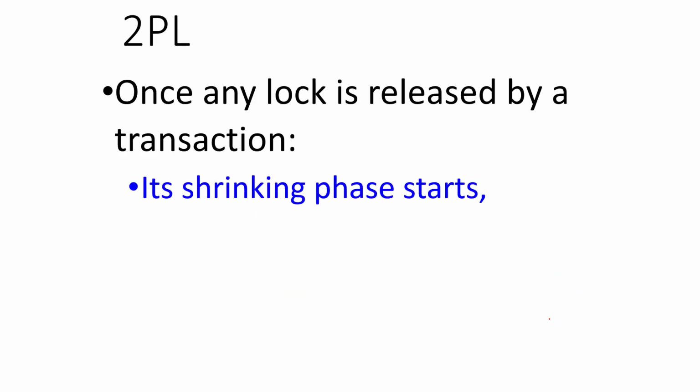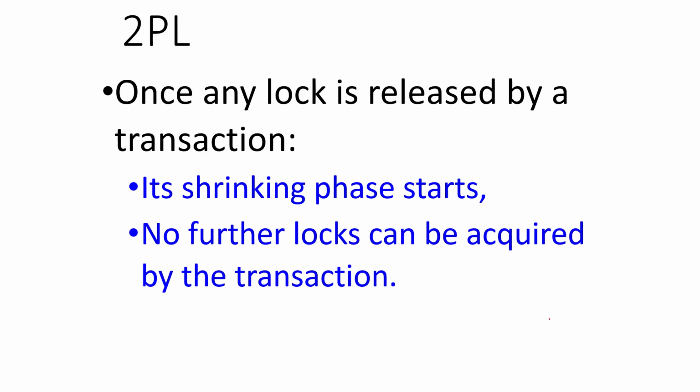So once a lock is released by a transaction, its shrinking phase starts. In a sense, you just have two phases. One is the acquire phase, where you just go acquire, acquire, acquire. And once the processing is done, then you reduce the number of locks, which is known as the shrinking phase. So at this point of time, no further locks can be acquired by the transaction.